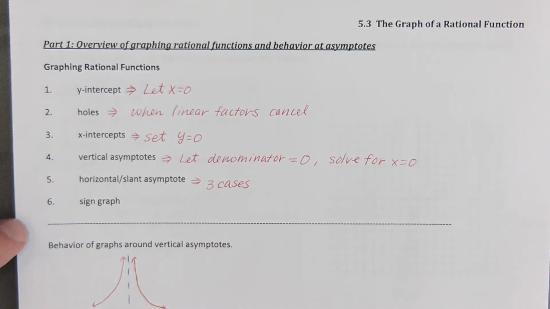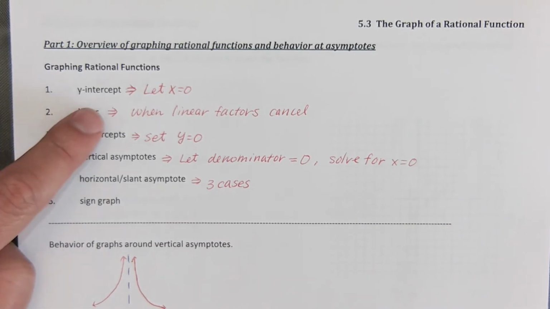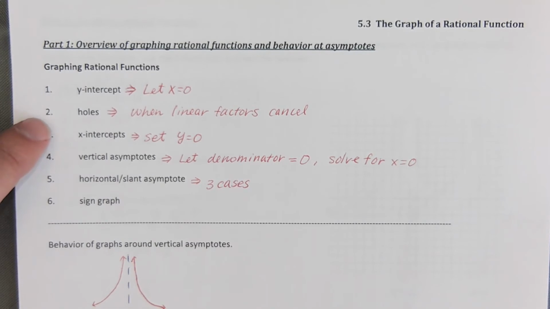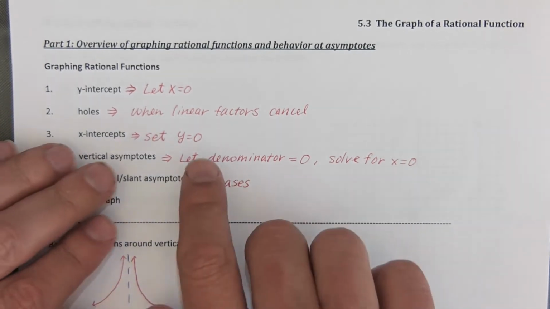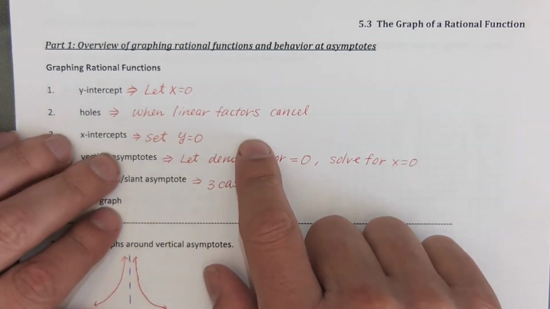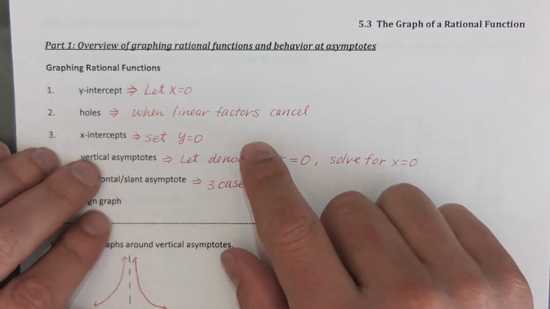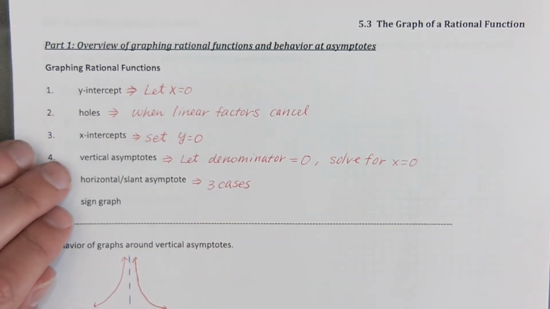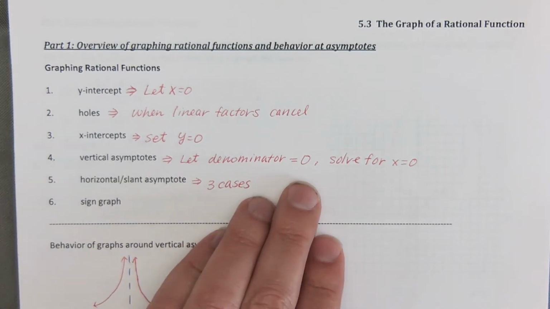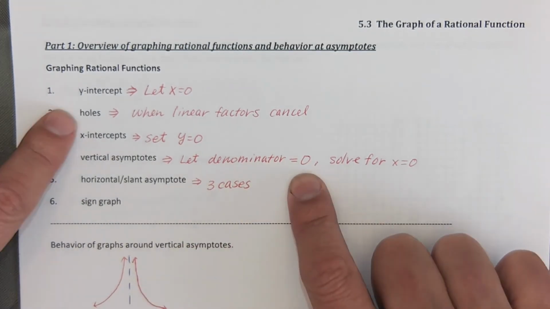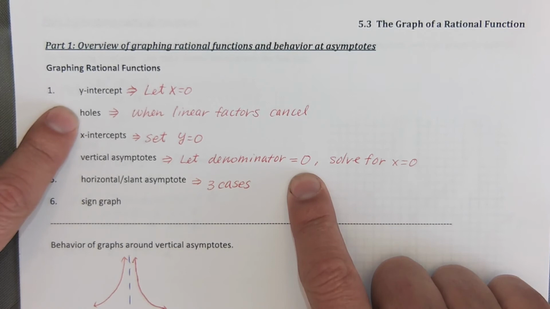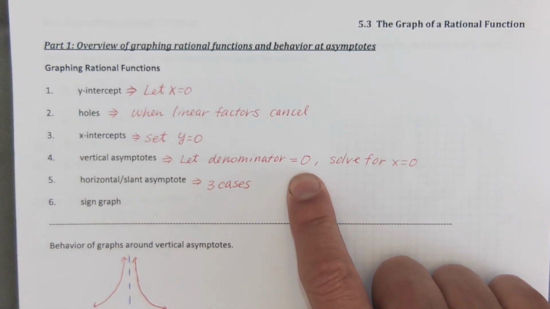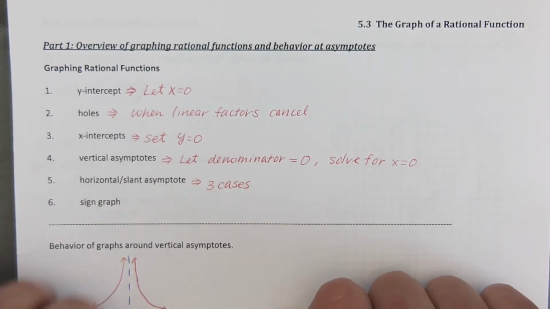The six main things that we're going to be looking for are the y-intercept. We talked about this in the previous video. The y-intercept is where x equals 0. The holes are where linear factors cancel, and we talked about that in previous videos as well. X-intercepts when y equals 0. Vertical asymptotes, we set the denominator equal to 0. We're presuming that we've gotten rid of the holes already, because you also set those equal to 0. And then solve for x.